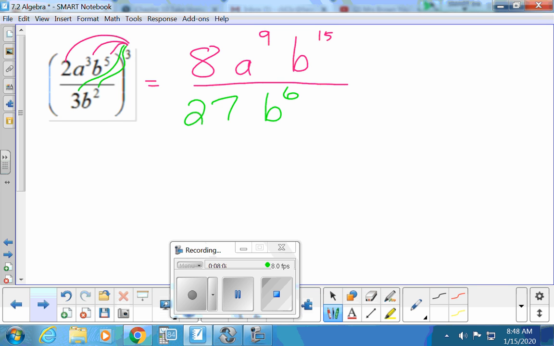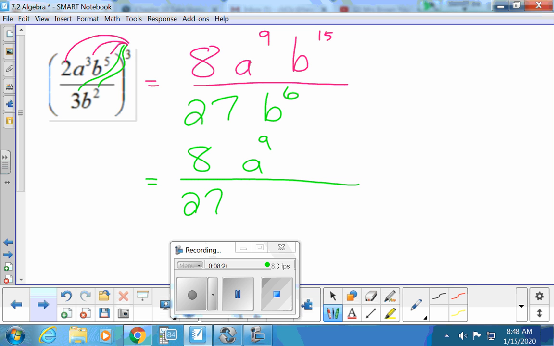You want to now finish it off with any other simplifying or properties you can. I don't think I can do anything with the a's, so I think I'm just going to have an a to the 9th on the top. Can I reduce down the 8 over 27 at all? I don't think so either. So it just stays an 8 over 27.